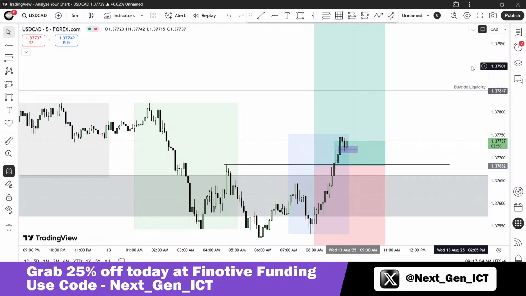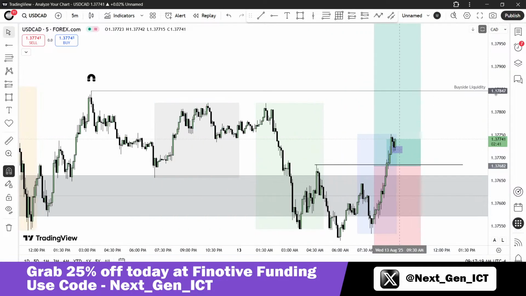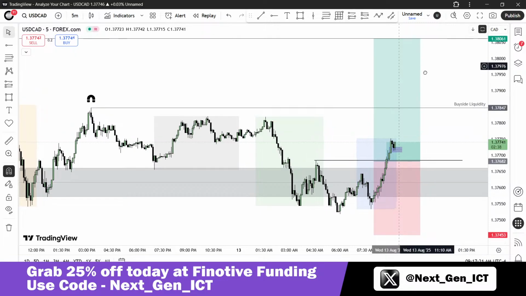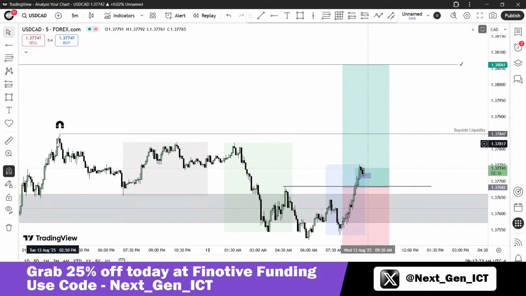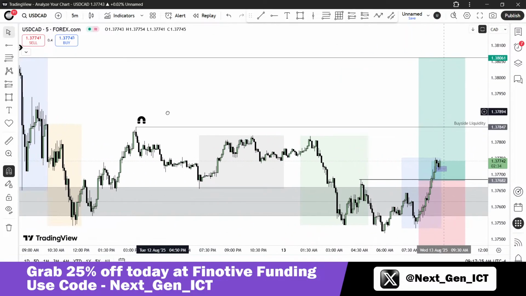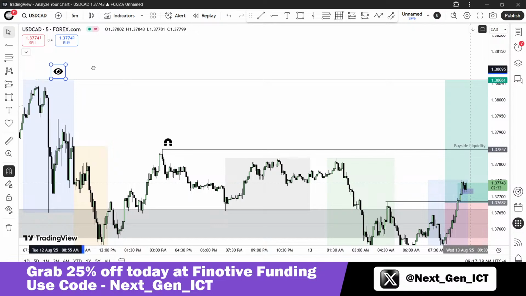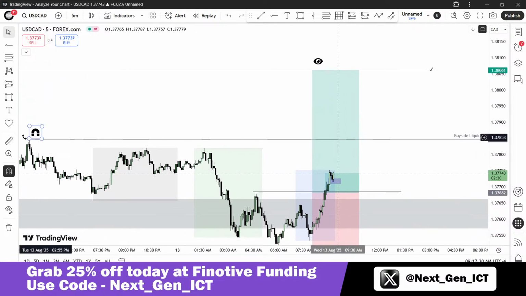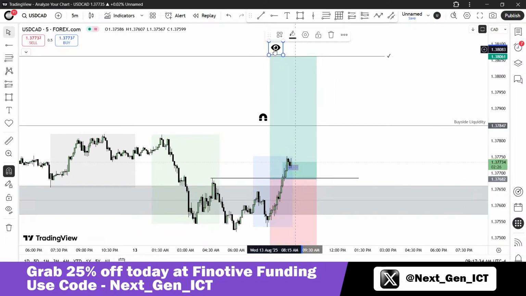What do you think, chat? Should I let it run overnight or just close this during the London close session? Do you even think this trade's gonna go up there, right here? But I'm kind of confident about this trade.